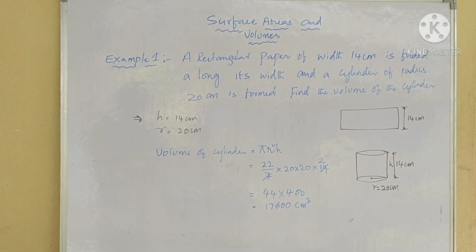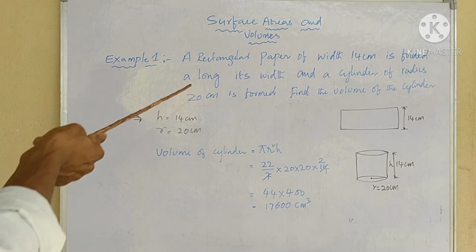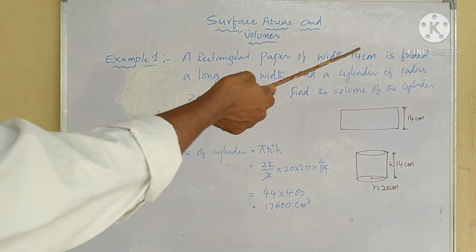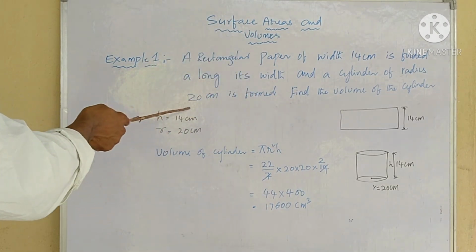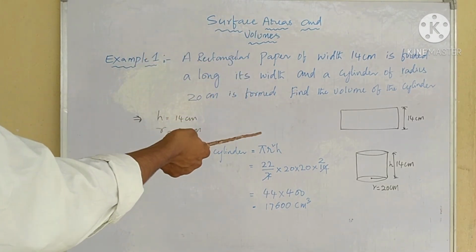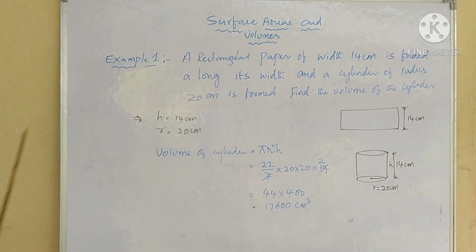Today we are going to discuss surface areas and volumes example problems. This is example 1. A rectangular paper of width 14 centimeters is folded along its width and a cylinder of radius 20 centimeters is formed. Find the volume of the cylinder. This is our question.